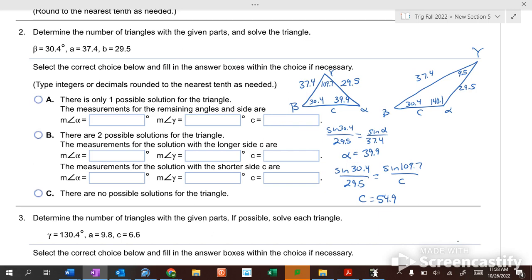Okay. And then in the second one, we take the sine of 30.4 over its opposite side, 29.5, equals the sine of 9.5 over its opposite side, C, which is 9.6. So you've got to know where to put the answers. The top line is the acute triangle. The bottom line is the obtuse triangle. So alpha is 39.9, 109.7, and 54.9. The bottom triangle is the obtuse: 140.1, 9.5, and then 9.6.